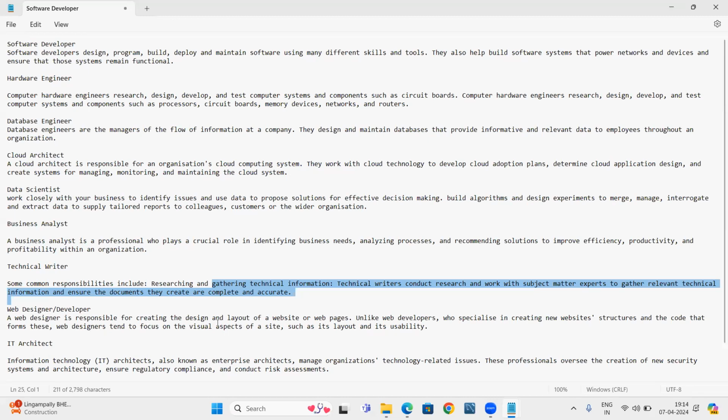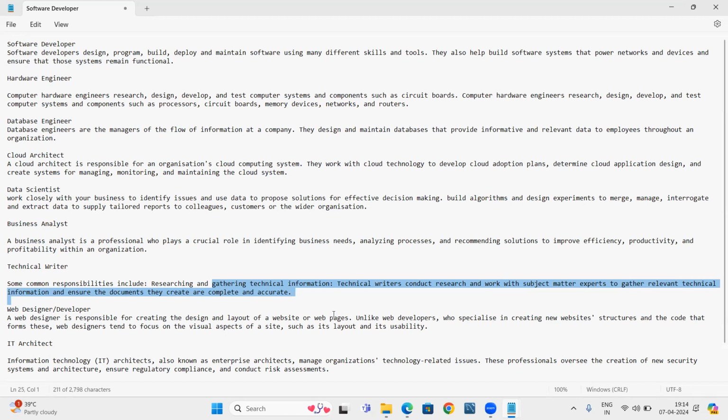A web designer is responsible for creating the design and layout of your website or web page. Unlike web developers who specialize in creating new website structures and code, web designers tend to focus on visual aspects of a site, such as its layout and usability. So basically, a web designer designs the web pages, whatever web page you open by giving the HTTPS website address. They design those web pages using different technologies like HTML and CSS.